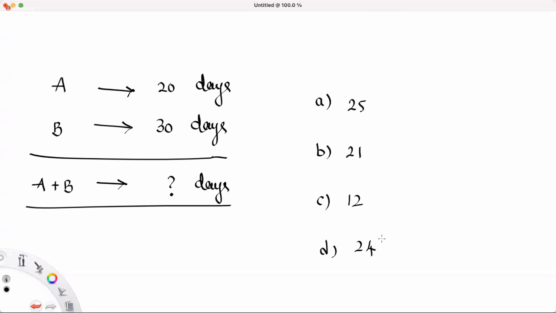So what is the answer choice for this question, my dear students? What is the answer choice for this question? This question, you don't need to think directly. You can mark the answer choice, right? Why? Because it's very simple.